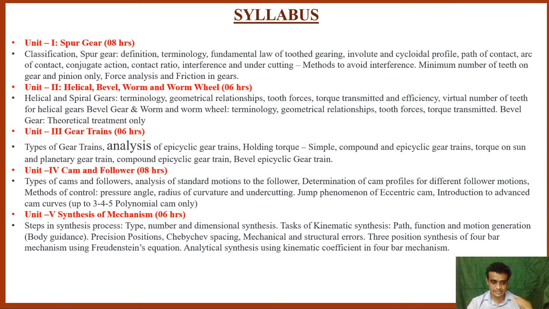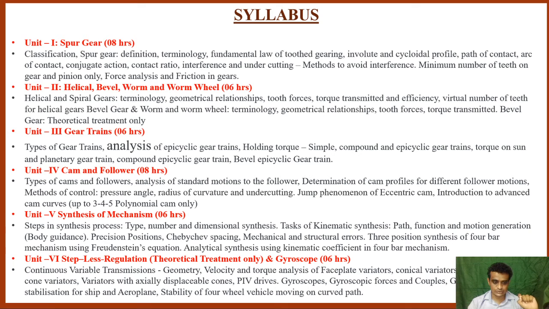There are certain steps, type synthesis, number synthesis, and dimensional synthesis, that you have to follow while designing any new mechanism. The last unit, which is again very important and very interesting, is the step-less regulation and the gyroscope. In this we are going to study the CVT, the continuous variable transmission, which is the latest trend in the automobile industry. That means automatic transmission, in which you will find the application of CVT, IVT, or PIV.